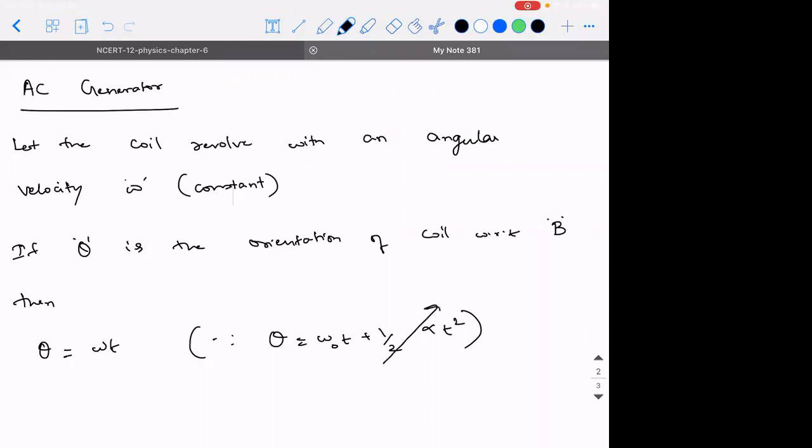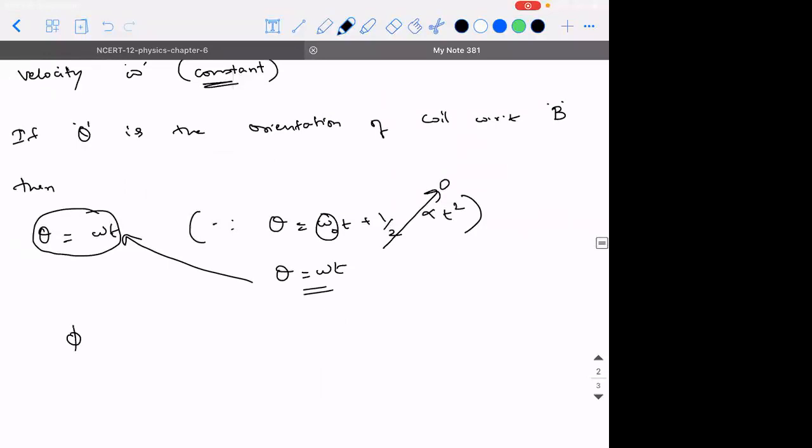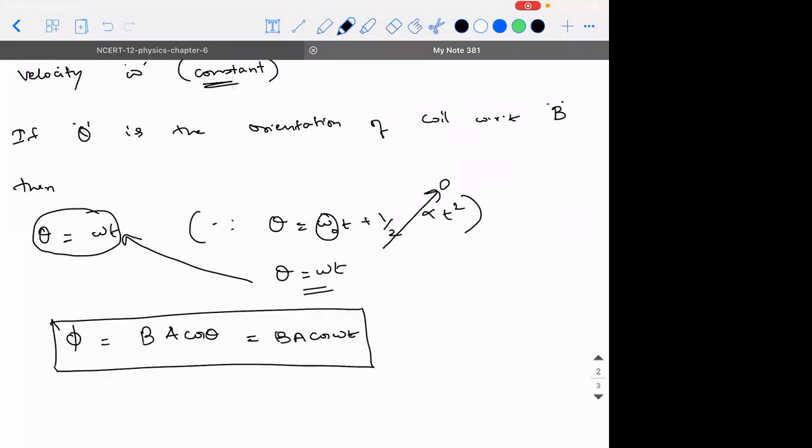In this case, alpha is how much? It is 0, because omega is constant. So theta will be equal to omega naught, which is the same as omega, into t. Are you guys able to understand this point? So theta will be equal to omega into t. So what is flux, guys? Flux will be BA cos theta, or it will be BA cos omega t. So flux as a function of time is going to have this value. So this is the only context in which the flux is changing with respect to time, as a function of orientation.